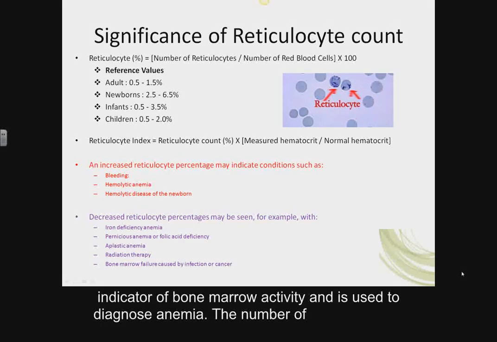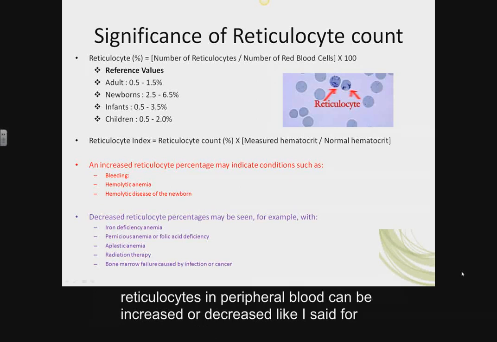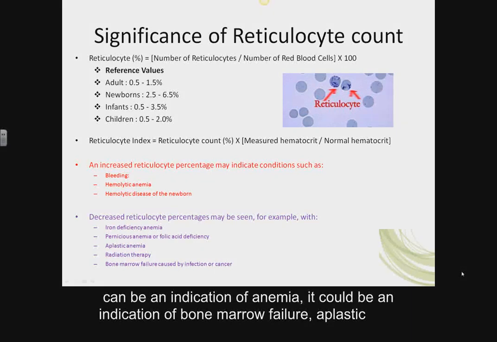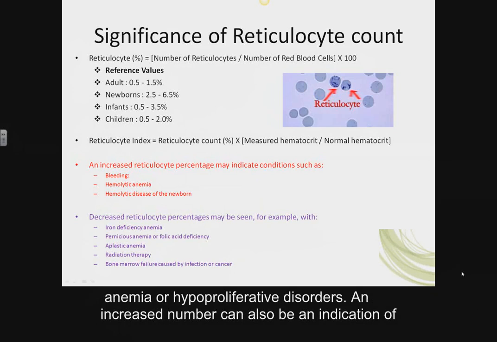Reticulocyte count is an indicator of bone marrow activity and is used to diagnose anemia. The number of reticulocytes in peripheral blood can be increased or decreased, like I said, for various reasons. Reticulocyte counts and percentages can change. A decrease in numbers can be an indication of bone marrow failure, aplastic anemia, or hypoproliferative disorders.